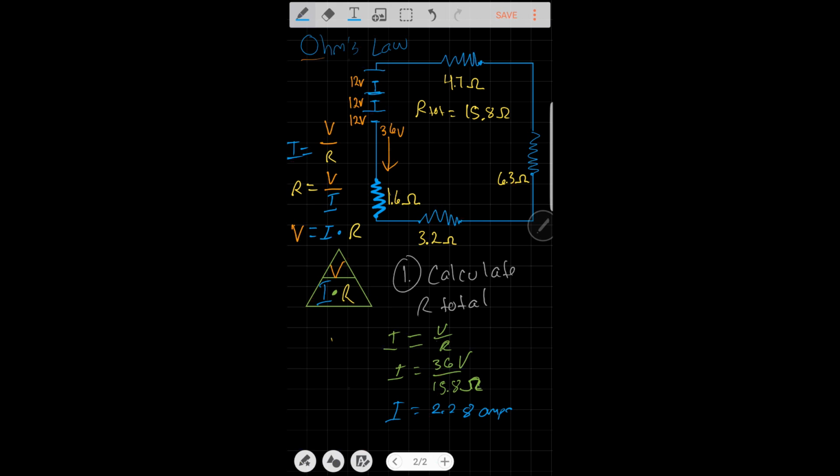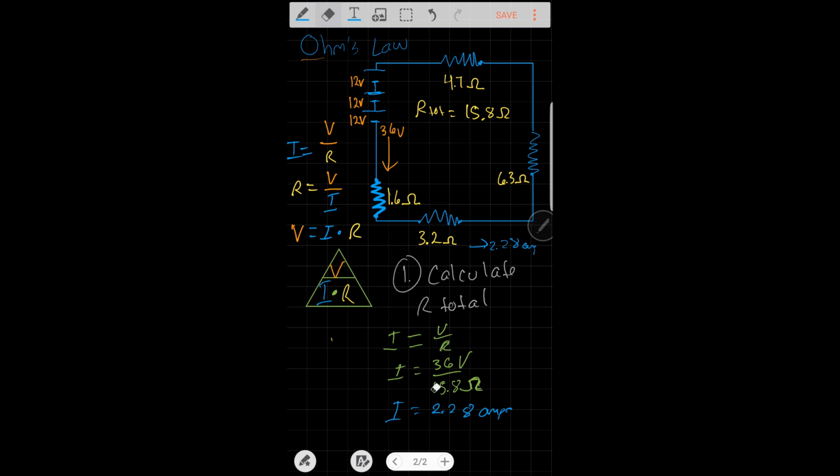How much electricity is running through here? It's 2.28 amps. If we remember, that's basically 2.28 times 6.2 times 10 to the 18 electrons for every 1 second. That's crazy. So my amperage here is 2.28 amps. That's all well and good, but what do I do from here? That still doesn't answer my question: how much voltage is being sapped from each resistor?